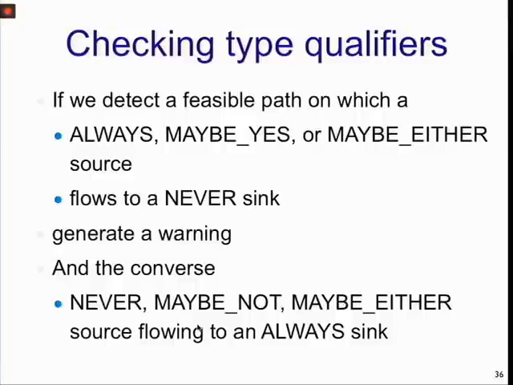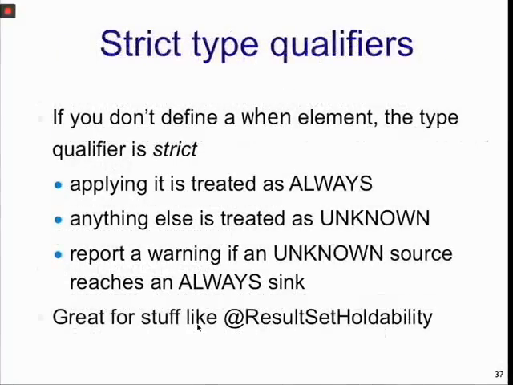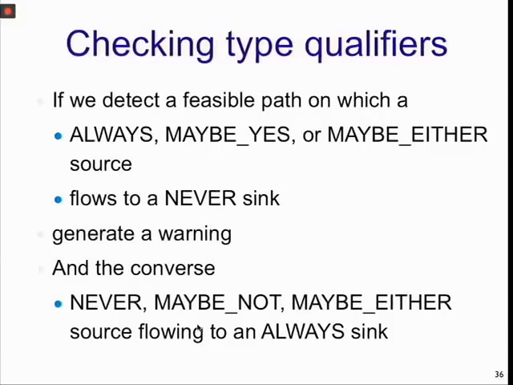In this context, most things are both sources and sinks. A field is a source when you read it and a sink when you write to it. A method parameter is a source inside the method, but it's a sink when you invoke the method. So that's how we check it.